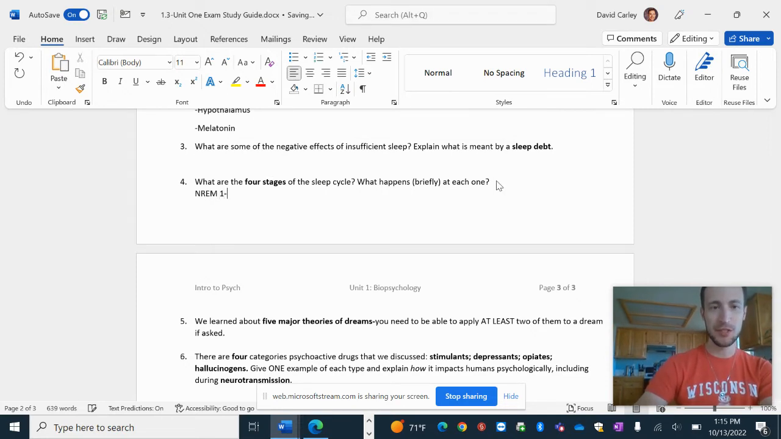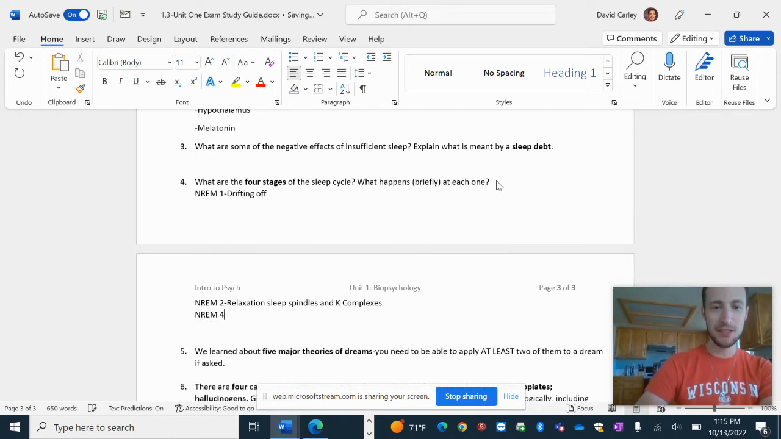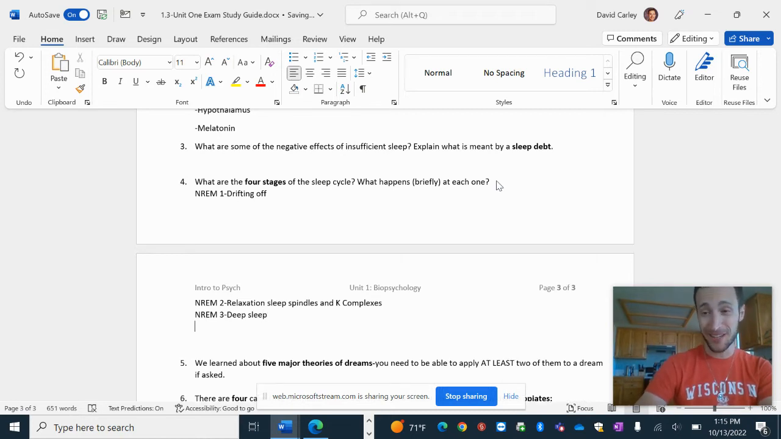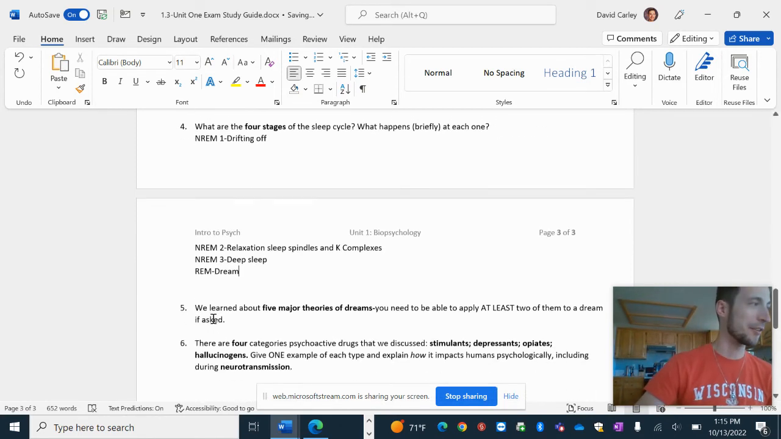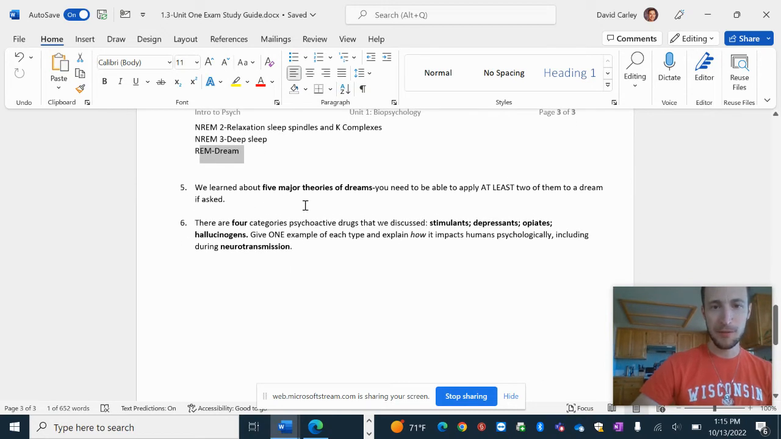NREM 1, which is drifting off. NREM 2 is noted by relaxation, and that's where you have sleep spindles and K complexes. NREM 3 is your first deep sleep. It's where night terrors will happen, generally in sleepwalking. And then you have REM sleep, which is rapid eye movement dreaming. I guess technically dreams can happen in other stages of sleep, but it's most likely during rapid eye movement, or REM.